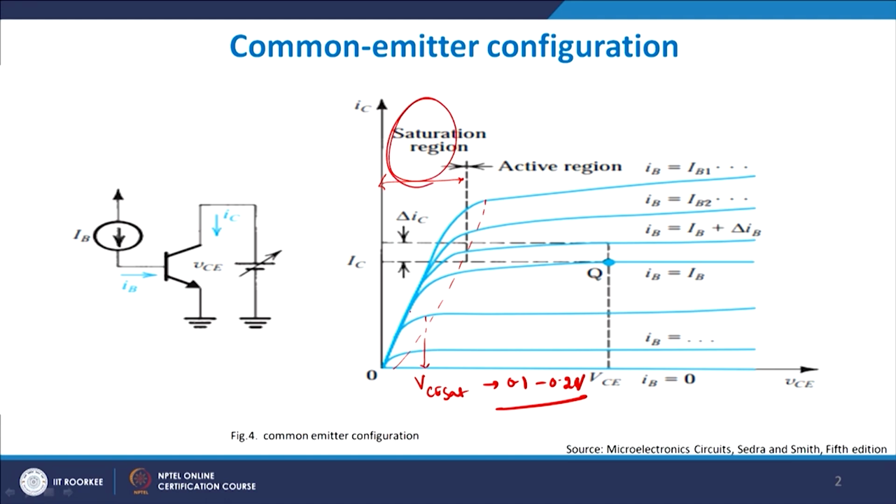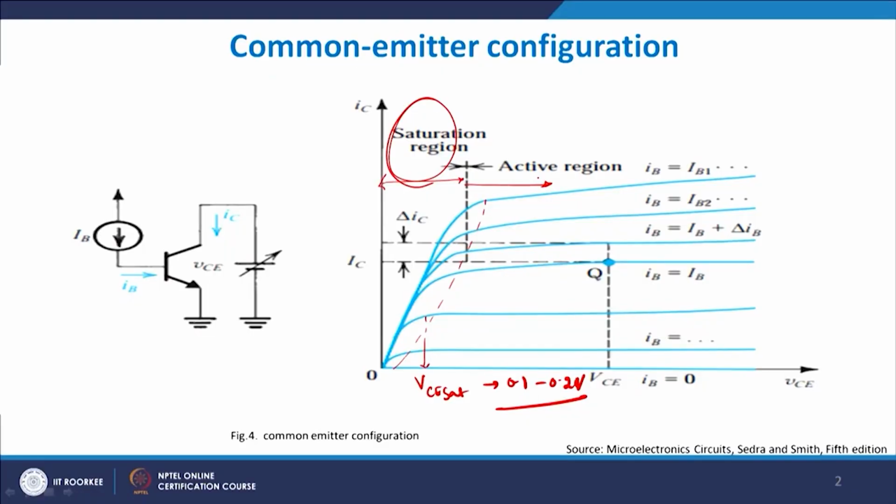This region, starting from here to here, and beyond that is defined as my active region, right. Beyond the VCE sat part, this is my active region for the NPN transistors, the forward active mode. So, this is the active mode.